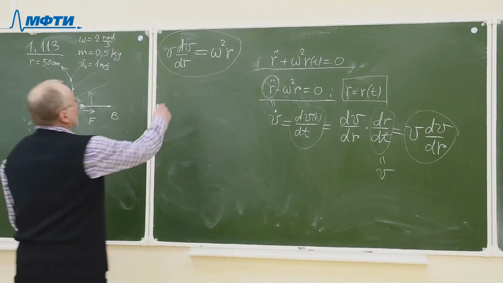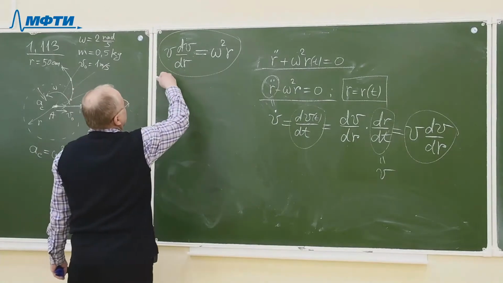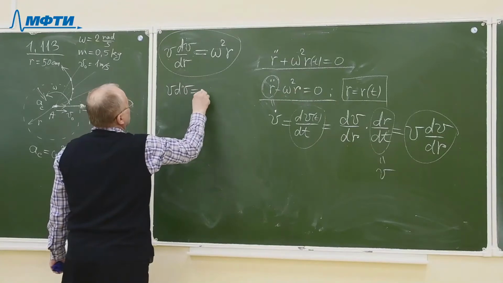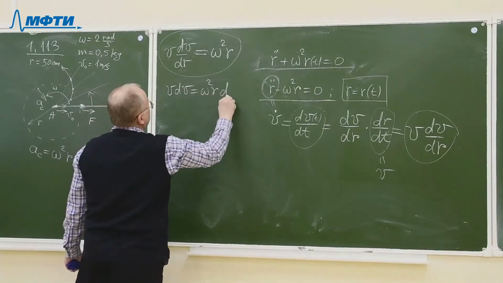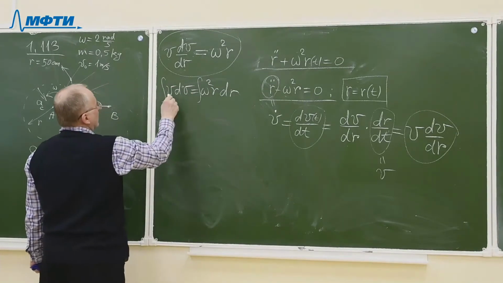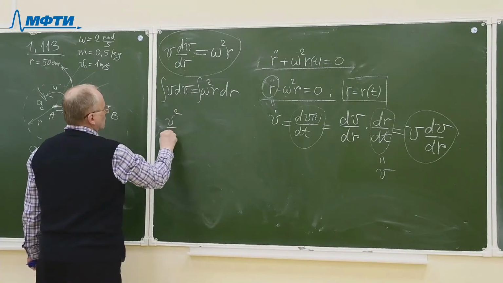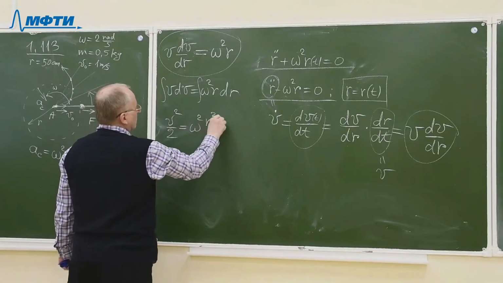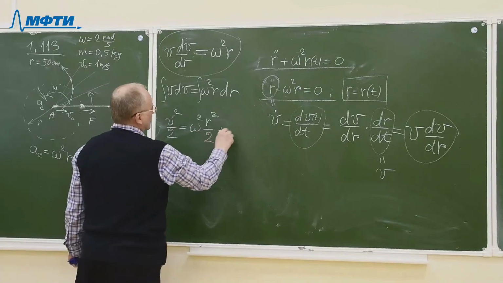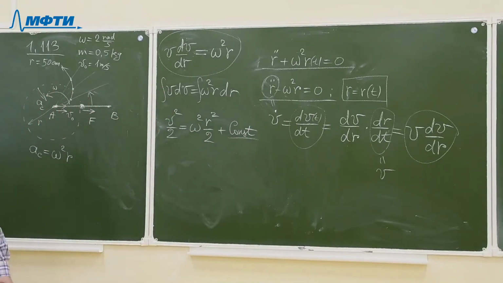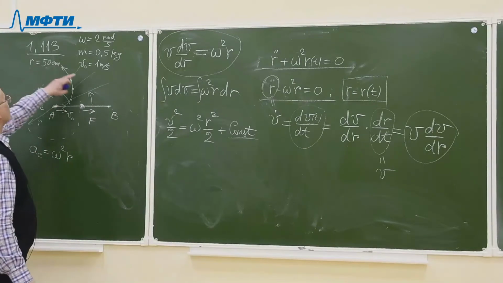So this differential equation can be solved easily. We can multiply it by dr, and we will obtain v dv equals omega squared r dr. After integrating, v dv will give us v squared over 2 equal to omega squared, which is constant, times r squared over 2, plus some constant of integration which we have to define.